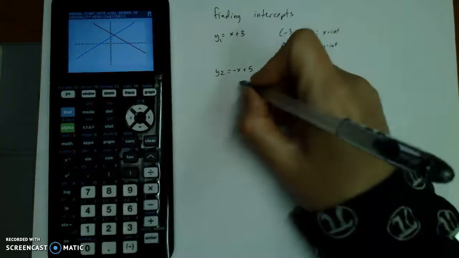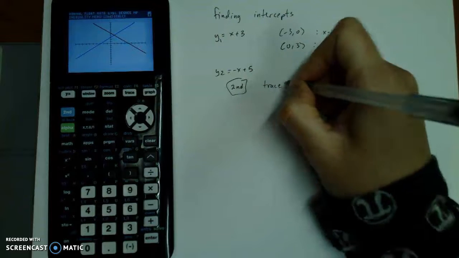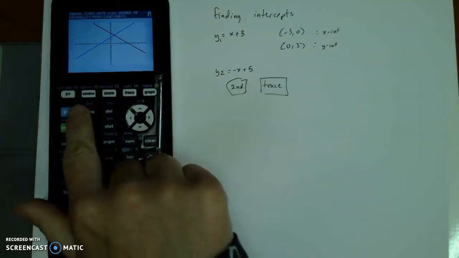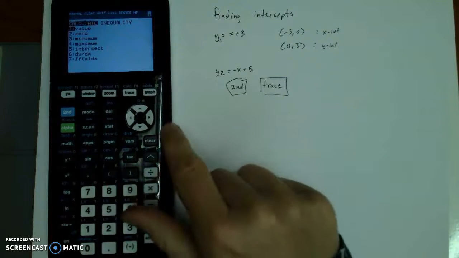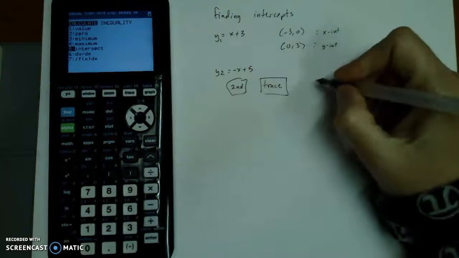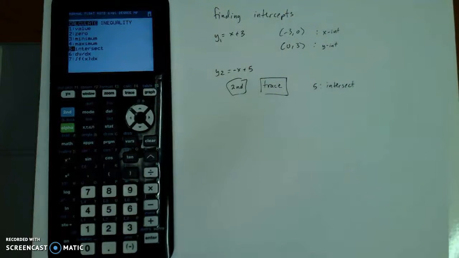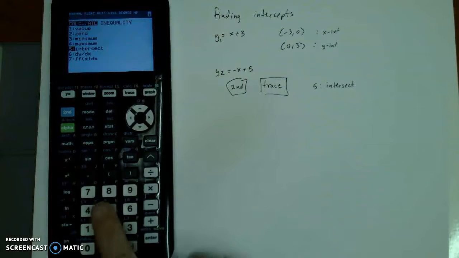So I'm going to go to the calc menu. I'm going to hit second and then trace to access that calc menu. You can see the word calc above trace. So let's hit second trace to pull up that calc menu. And I'm looking for an intersection. So let's go down to number 5 where it says intersect. And as always, we can go down and find that, or you can just hit 5 on the number key to access that.